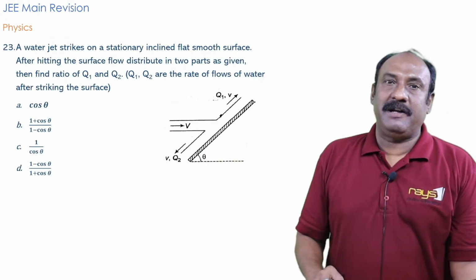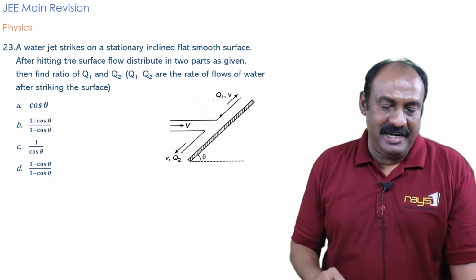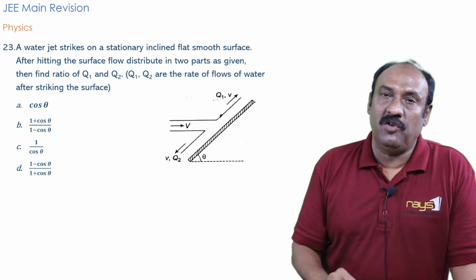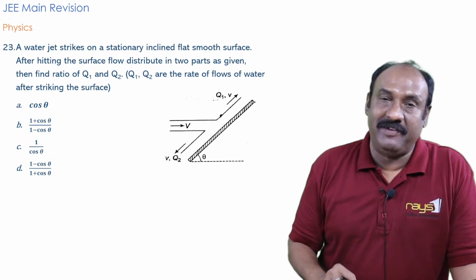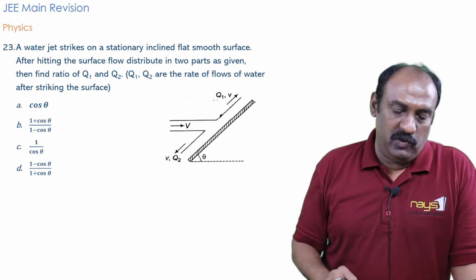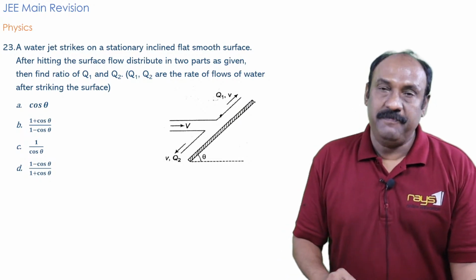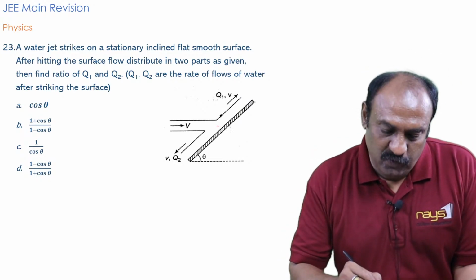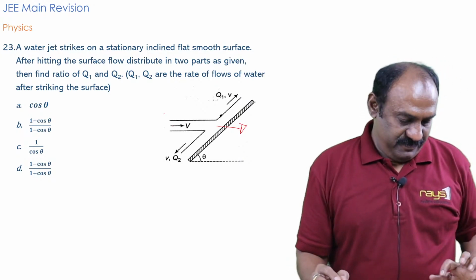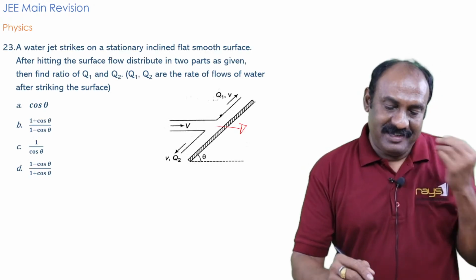Next, question number 23. A water jet strikes a stationary inclined flat smooth surface. After hitting the surface, the flow distributes into two parts as given. Then find the ratio of Q1 and Q2, where Q1 and Q2 are the rates of flow of water after striking the surface. So with what force does this water jet strike? Water jet strikes the inclined plane.